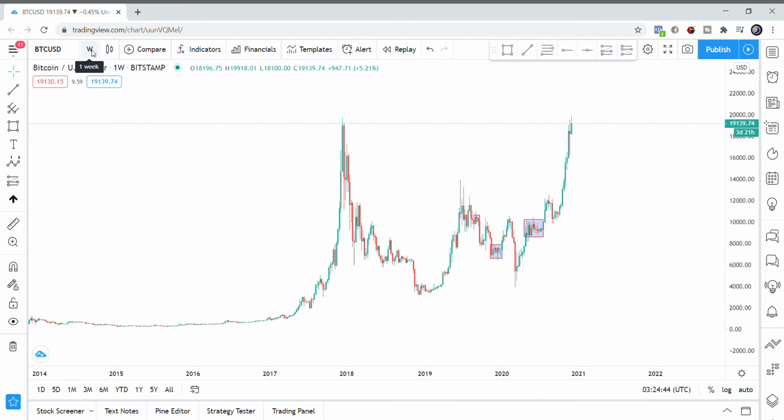So again, a 1 hour time frame does not equal a weekly time frame in terms of power. A 1 hour uptrend, for example, is not as strong as a weekly uptrend. A 1 hour downtrend is not as strong as a weekly downtrend. Simple as that, guys. Just remember that, right? The higher the time frame, the more powerful it is.